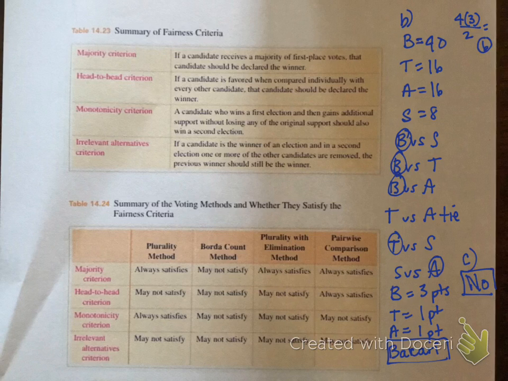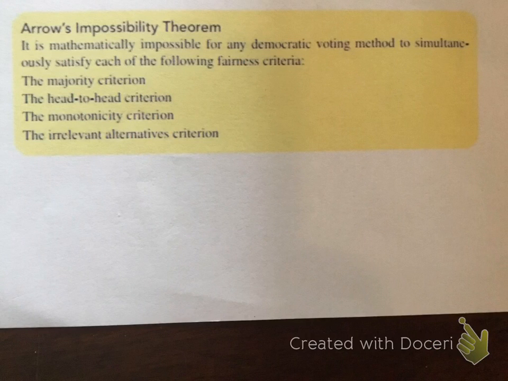Finally, there's 2 pages, or actually 1 page. It says 2 tables. Table 14.23 is just showing you the 4 fairness criteria. And table 14.24 shows you which ones always satisfy it. If you notice that Borda count method may or may not satisfy, so that one's not really a great one to use if you're trying to be fair. But to be completely honest with you, they all will break down at some point, and none of them are truly 100% fair, which brings us to Arrow's Impossibility Theorem.